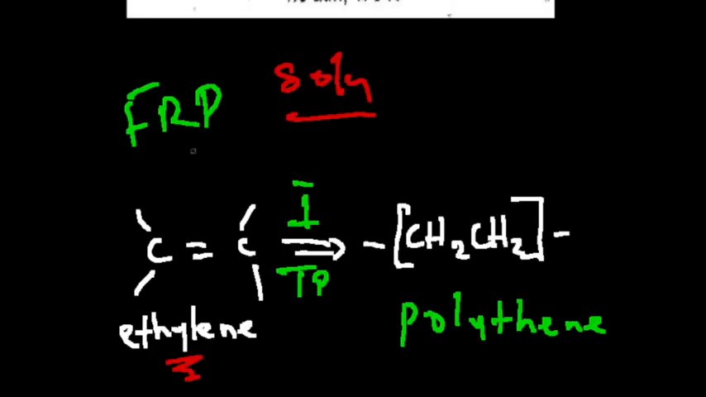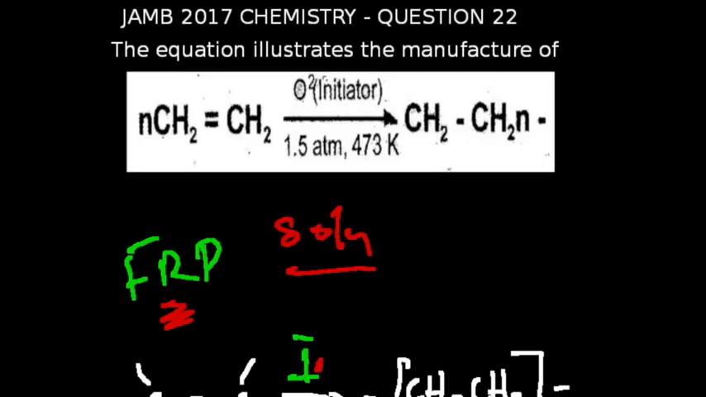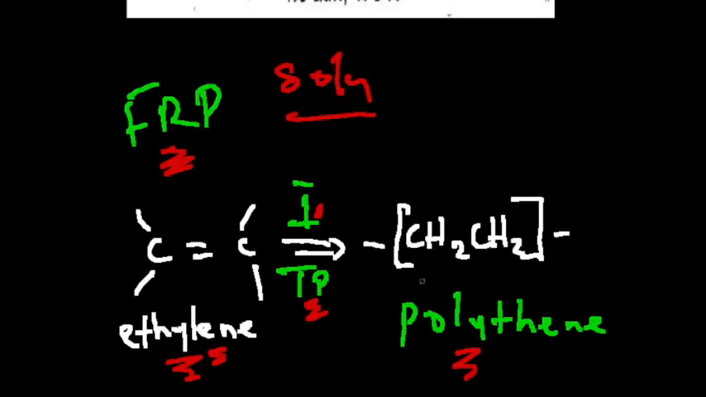This is a free radical polymerization reaction in which, under the influence of high temperature and pressure and an initiator, ethylene monomers are joined together to form polythene. And so what happens is, when this initiator splits into free radicals, it actually initiates the binding of ethylene monomers together, thereby forming a polymer known as polythene. So the reaction above, or the equation, illustrates the manufacture of polythene as shown below.